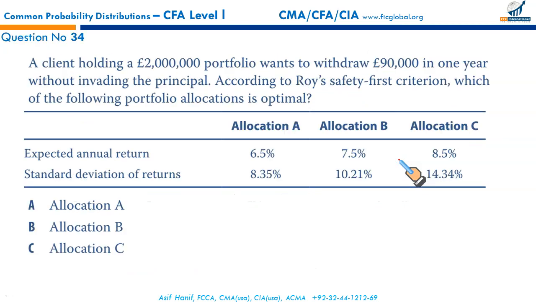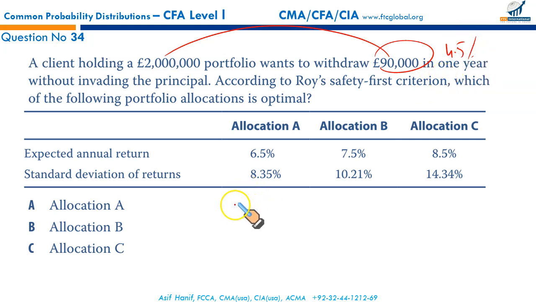Next, a client holding 2 million portfolio wants to withdraw 90,000 in 1 year without invading the principal. According to Roy's safety first criteria, which of the following portfolio allocation is optimal? All right, first let us do this for A. Let us calculate the safety first ratio. First we need to find out the threshold. 90,000 is what percent of 2 million? If you do that, 90 by 2,000, 4.5%.